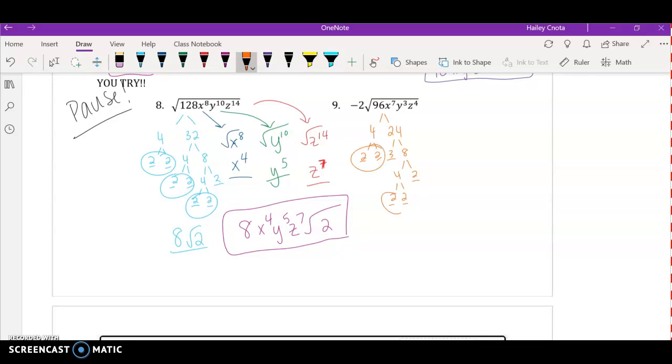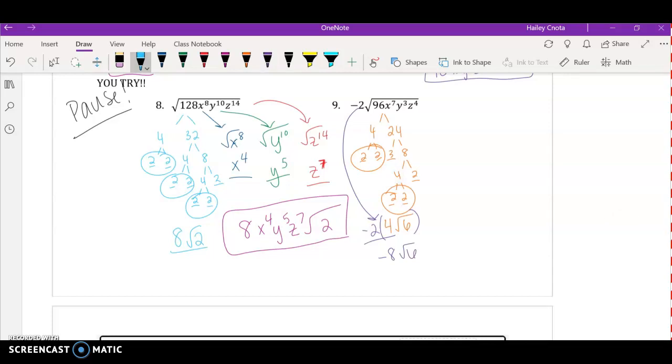Circle our pairs. 2 pairs of 2's, which gives me 4 on the outside. And then we have a 3 and a 2 on the inside, which we multiply for 6. Only issue with this is that we do need to account for this negative 2, which remember, only outside numbers. So we have negative 8 root 6.